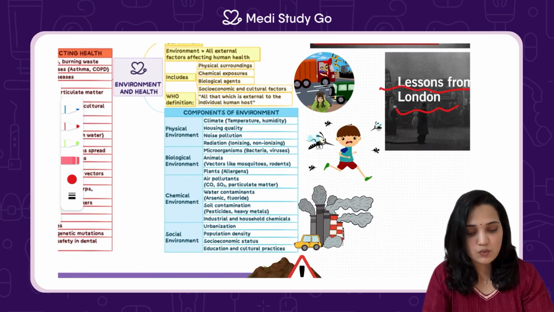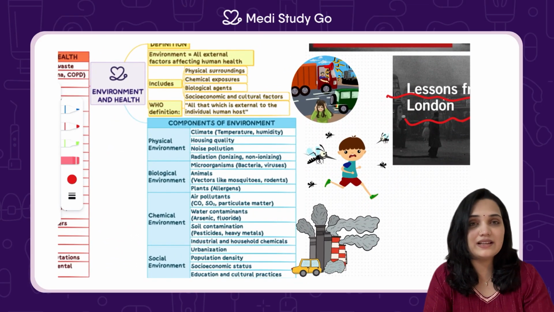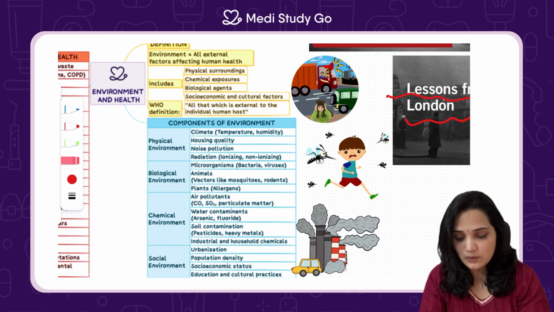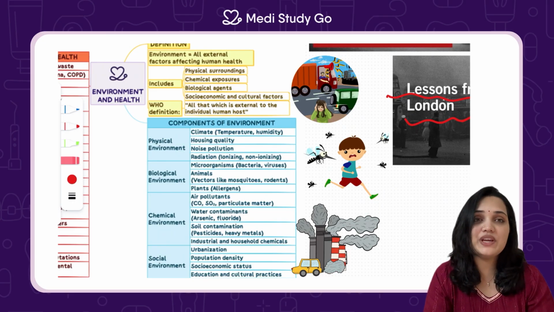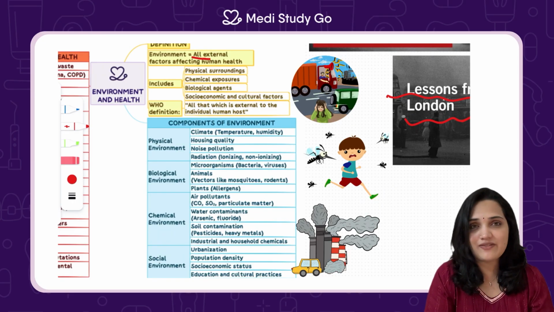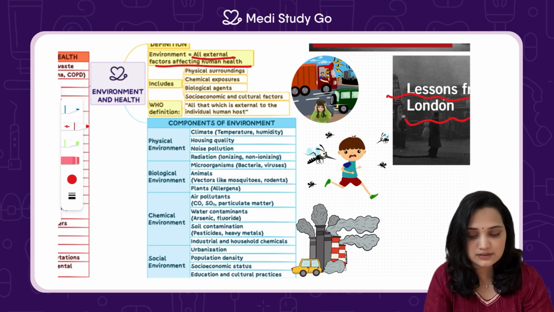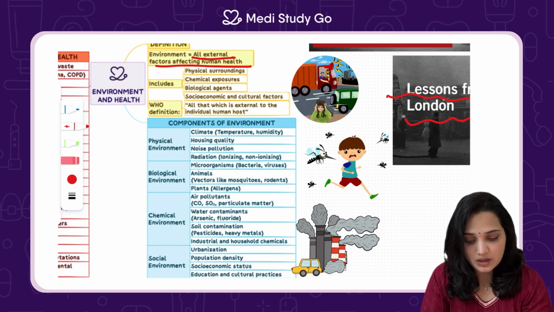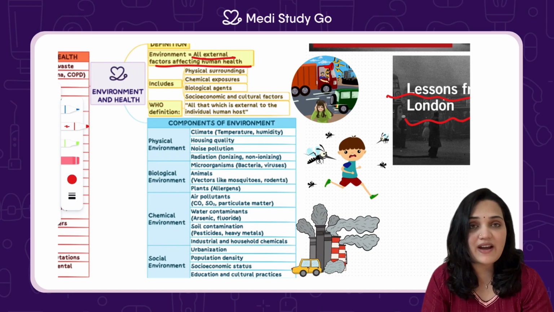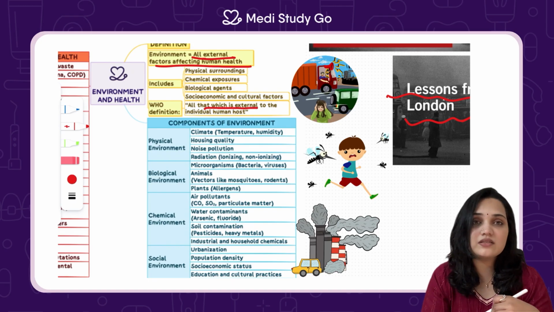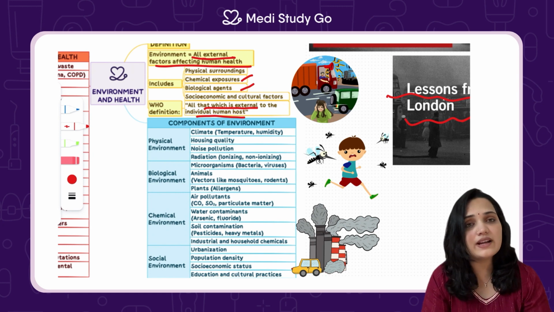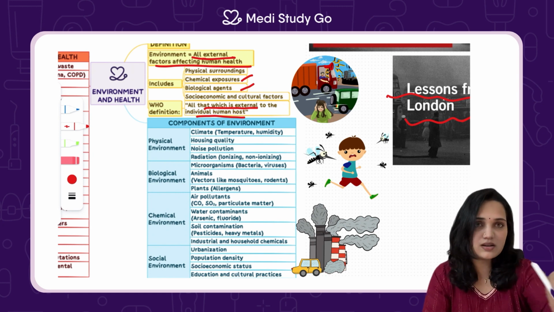So, first, what do we mean by environment? When we say environment, we refer to all external factors that affect human health. So, this will include our physical surroundings, chemical exposures, biological agents, social and cultural factors. So basically, the environment is not just nature, it also includes the entire living context that's around the people.